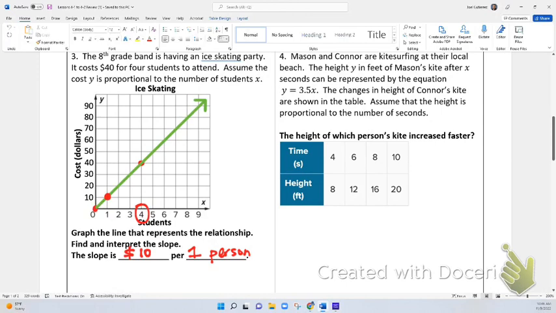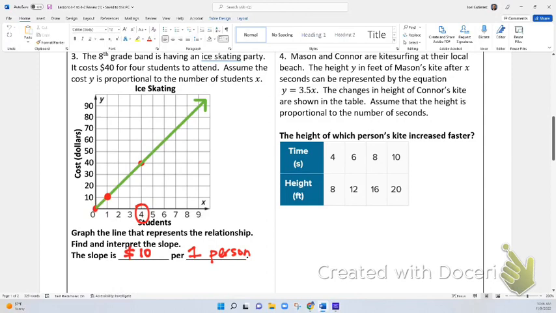All right, and then for number 4, it says Mason and Connor are kite surfing at their local beach. Okay, so just so you guys know, kite surfing, you're on a surfboard, but then you're attached to a parachute, so you are literally using the air from the ocean or from the winds to surf. Okay, I've never done it, but I heard it's really cool.